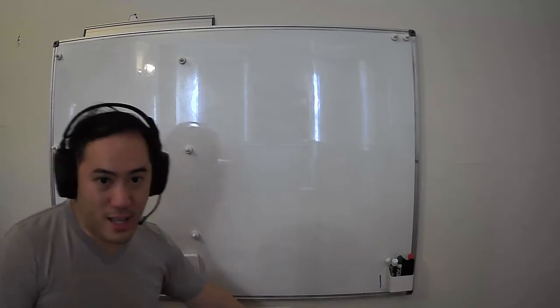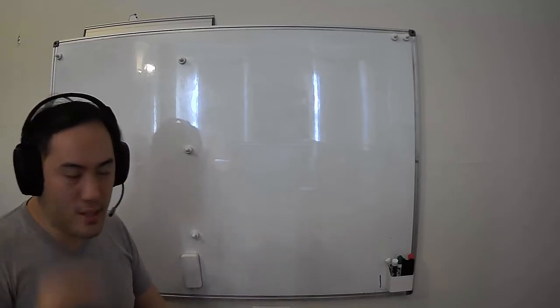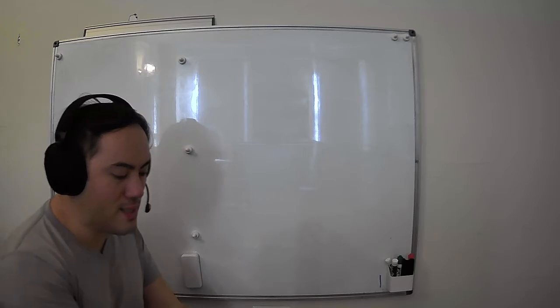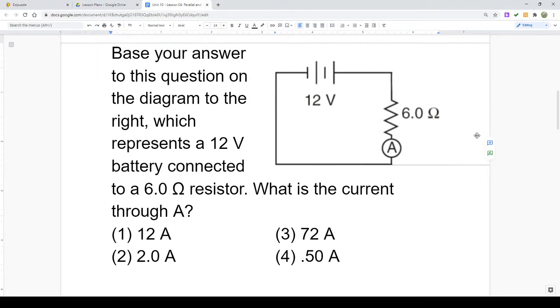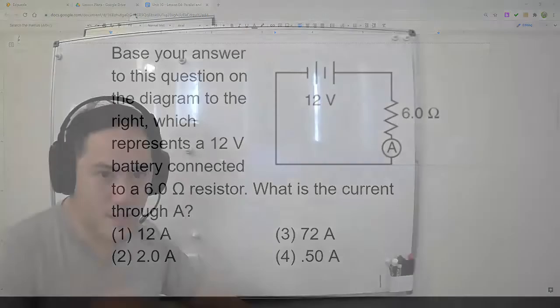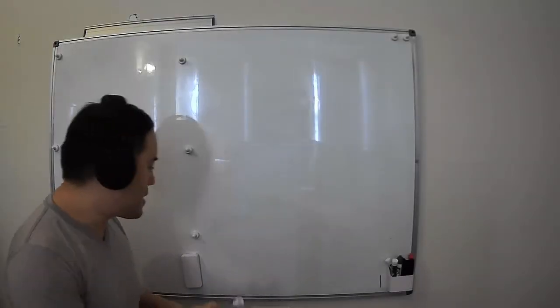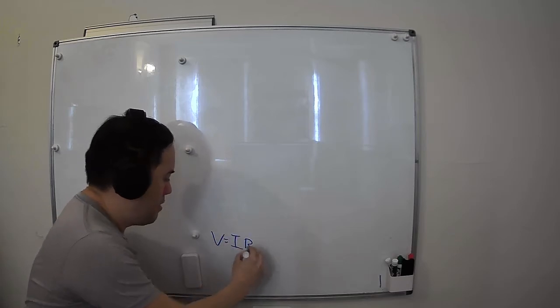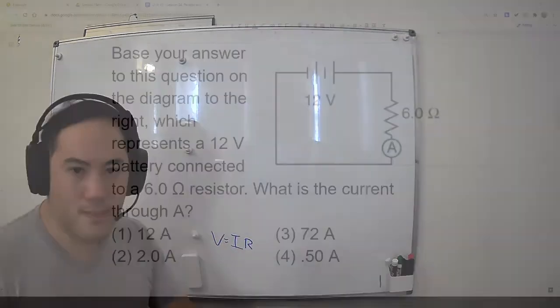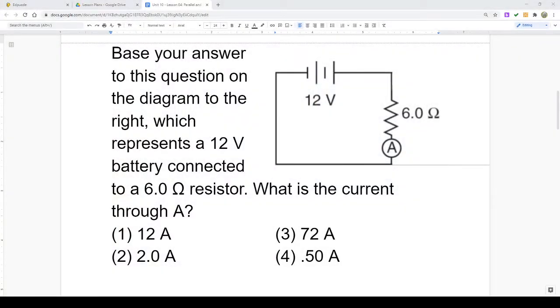Okay, let's talk about a very nice shortcut called REQ, equivalent resistance. Easy question. Since V equals IR, 12 volts over 6 ohms is 2 amps.